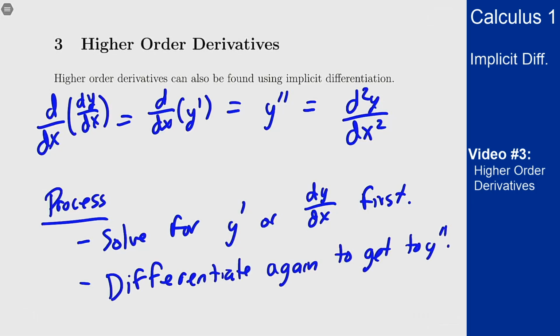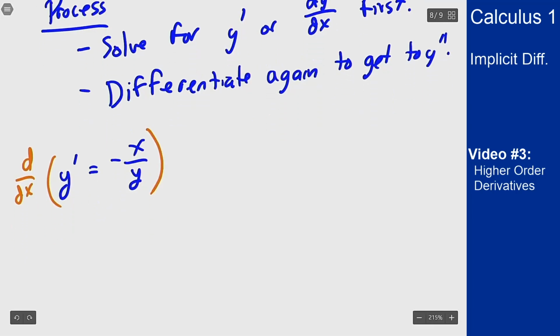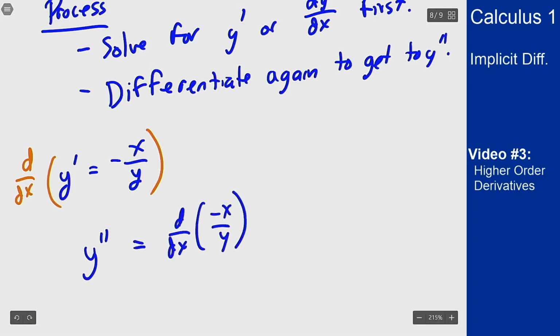If we go back to our circle example, we saw that y prime was negative x over y. Now I want to differentiate this again to get the second derivative. So I apply a derivative to this equation here, and I get y double prime on the left. This one is more explicitly defined, so you're always going to get y double prime on the left when you solve it this way. What does this equal? This equals the derivative in x of negative x over y.